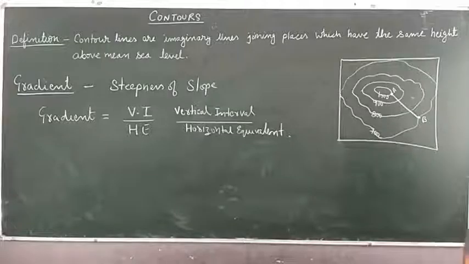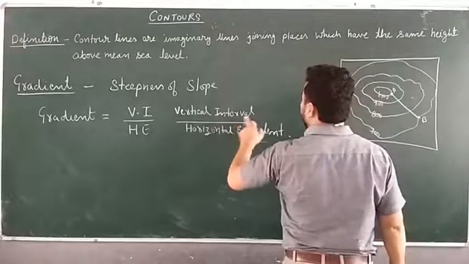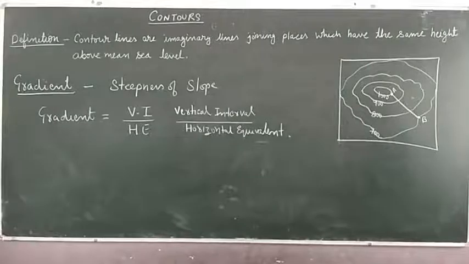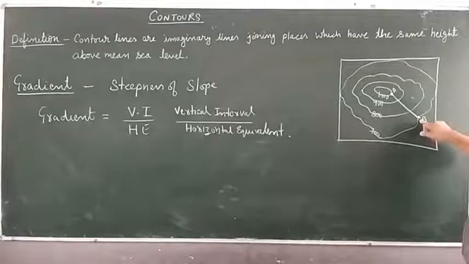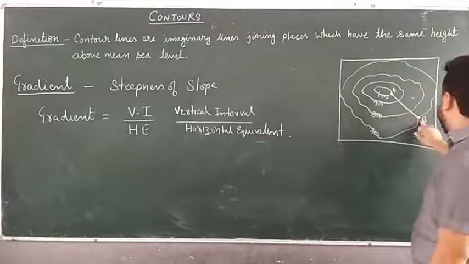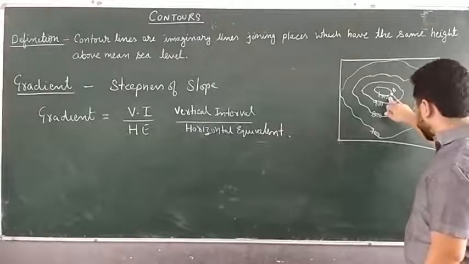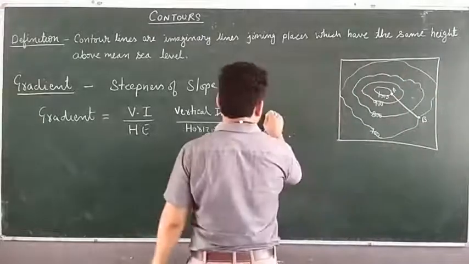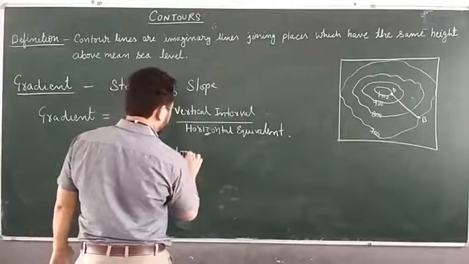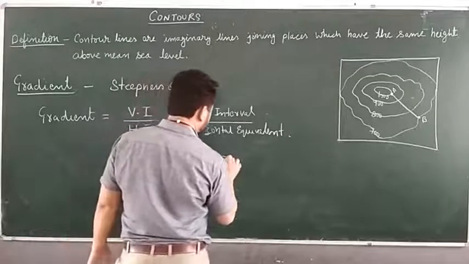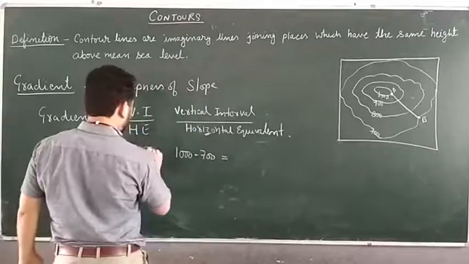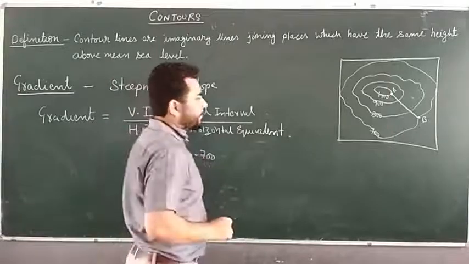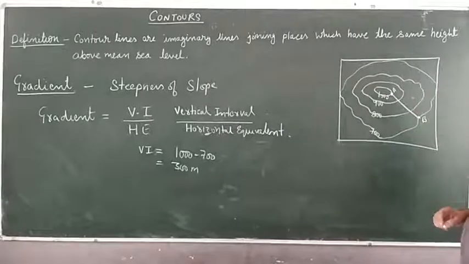In order to find out the gradient, first of all, you will find out the vertical interval. Vertical interval means the difference between these two contour lines. So here B is 700 and this is 1000. So 1000 minus 700 is equal to 300 meters, right?